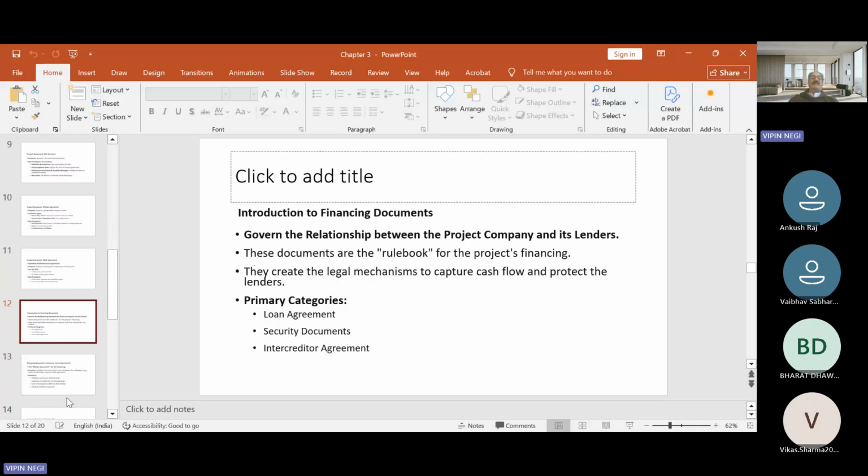The primary categories of financing documents are, number one, loan agreement; number two, security documents; and number three, intercreditor agreement. We will discuss these briefly after a break of 2 minutes.